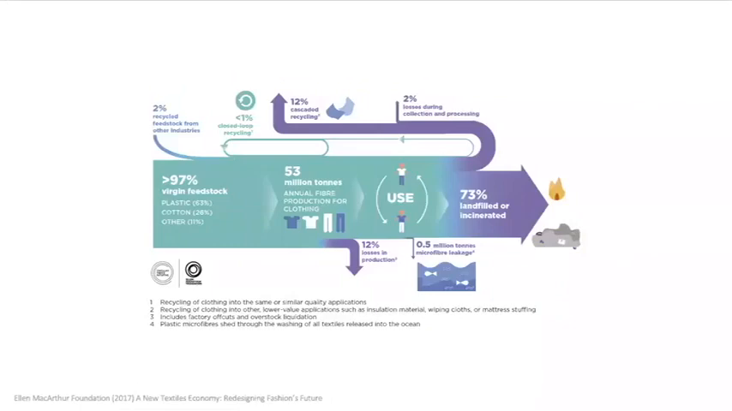So let's go back to the overall context. This is a diagram by the Ellen MacArthur Foundation, A New Textile Economy in 2017. And I want to draw your attention, obviously, to the shocking 73% that are landfilled or incinerated, and that's something that we really need to work on. But I want to draw your attention to two particular figures. So the first one is that less than 1% of our textiles are closed loop. So this means that they're going into the same or similar quality applications.